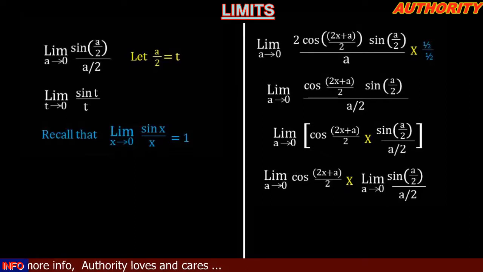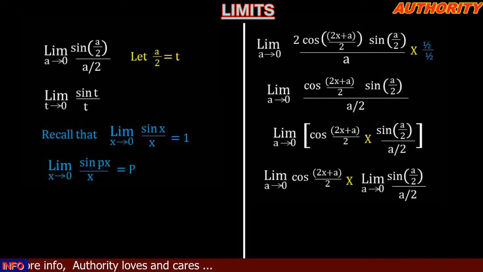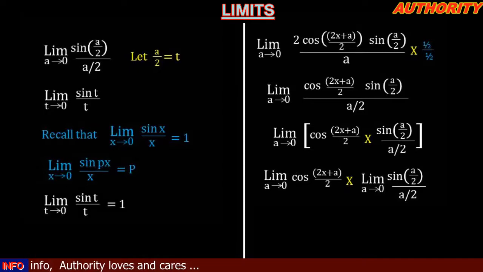Is that true? Yes. And then we also see that anywhere we have limit as x approaches 0 of sine px all over x, it is equal to p. And then here we have limit as t approaches 0 of sine t all over t. What is it going to give us? It's going to give us 1. You get it right? So that means we have evaluated the second term, limit as a approaches 0 of sine a all over 2 all over a all over 2, and it gives us 1.